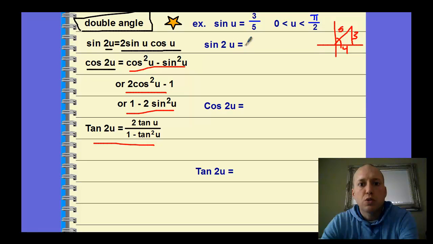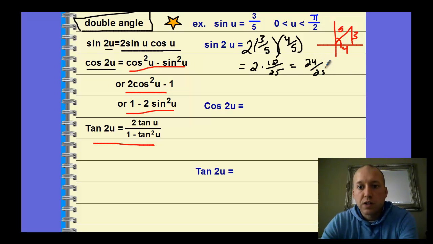So sine of 2u is 2 times the sine of u, which is 3/5, times cosine of u, which is 4/5. So when you're writing the formula, you rewrite the sine of u and cosine of u as their ratios, which then allows you to simplify this. So this is 2 times, and 3/5 times 4/5 is just going to be 12/25, which is 24/25. And so this would be the ratio for the sine of 2u.